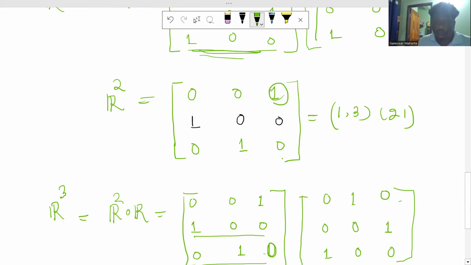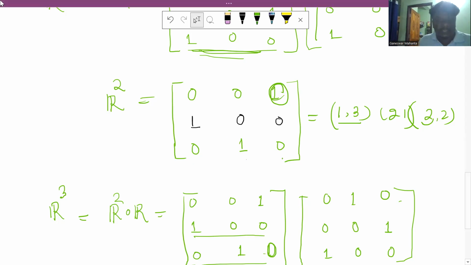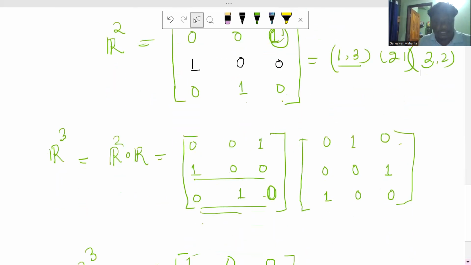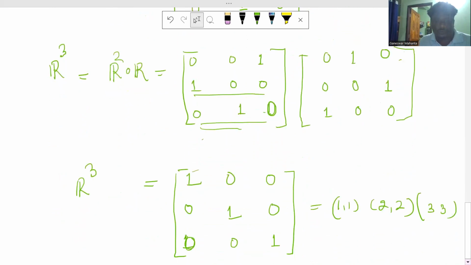Here the value 1 is between 1 and 3: first row, third column, that's why we can write this value. Second row, first column, 2, 1, and this is 2, 2. That is the 2, 1 and 2, 2 relation. Then the 3, 2 relation is there. Just remember, this is the 3, 2 relation. So the R relation we already defined here, R square you evaluated, and R cube also evaluated.